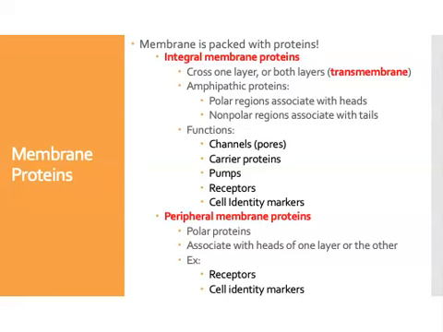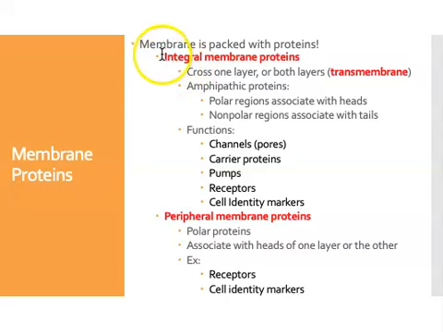In addition to all of the phospholipids that make up a membrane, we also find lots and lots of protein. Remember, if you were to take a membrane and separate it out into its component parts, about half of the mass of the membrane would be phospholipid and about half would be protein. Membranes are packed with proteins. We can describe the proteins in a membrane based on their structure. There are what we call integral membrane proteins and peripheral membrane proteins.